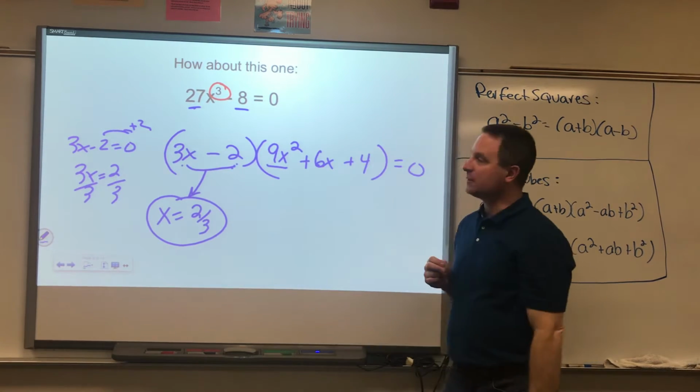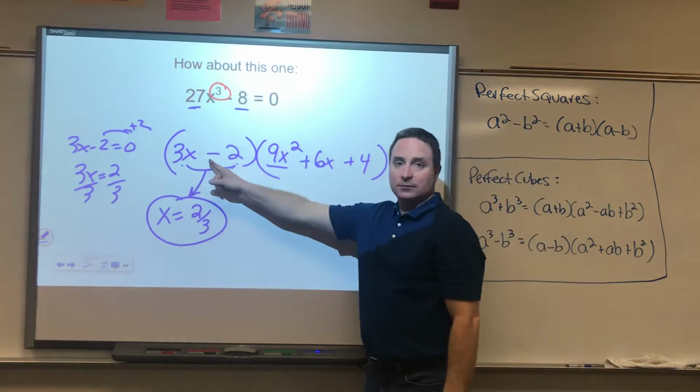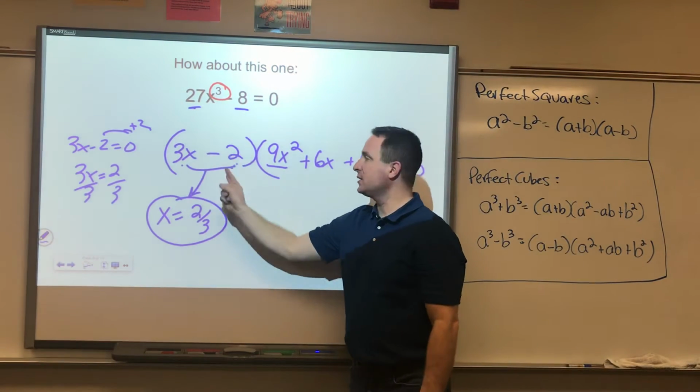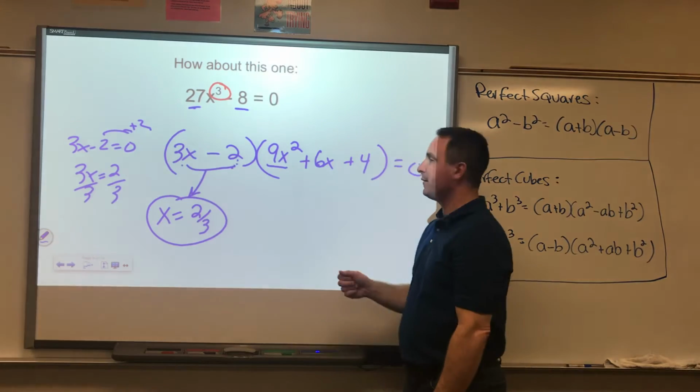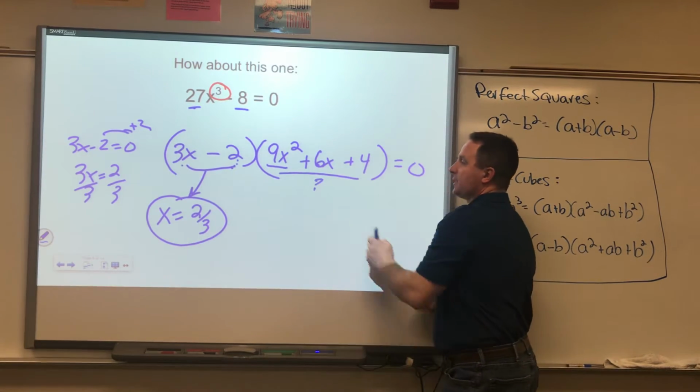X equals 2/3. But the more and more of these that we do, if it's just a little binomial like this, the opposite of the last number divided by the first number. Now what about this?